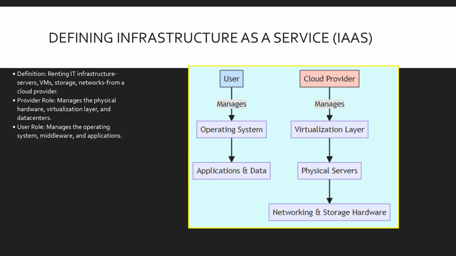This flowchart visualizes the separation of duties. The top section shows the user, who is responsible for the operating system and the applications and data running on it. The bottom section shows the cloud provider. They manage the heavy lifting, the virtualization layer, the physical servers, and the underlying networking and storage hardware. This abstraction allows you to focus on your software without worrying about hardware failures.